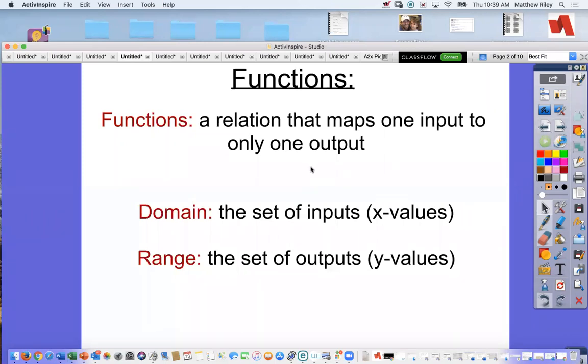So a function is a relation that maps one input to only one output. The exact math term is this: each x has exactly one y. Each input has exactly one output. And some people are saying, well, what does that mean? Here's a perfect example. Imagine the confusion.